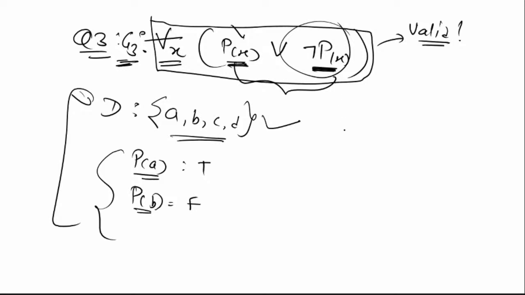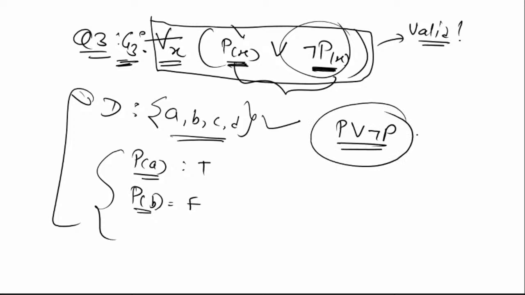this internal thing is like this, P or negation P. And you know this P or negation P is always true. Either this will happen or this will happen. Either this will be true or this will be true. So that's why this internal thing is always true. So you can say that for every x, this will always be true. So this G3 is always true.